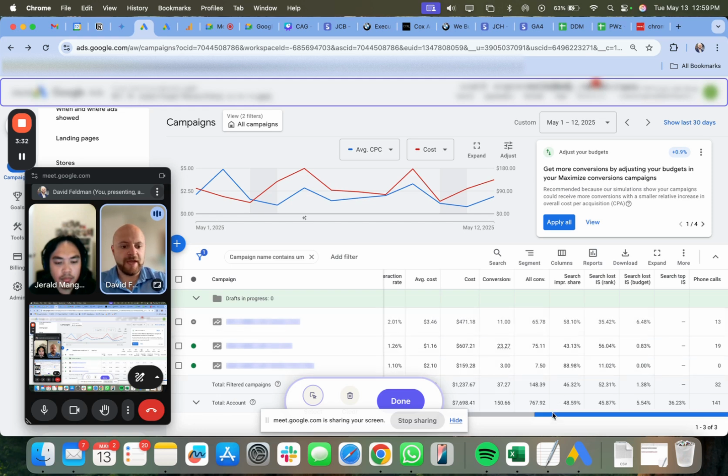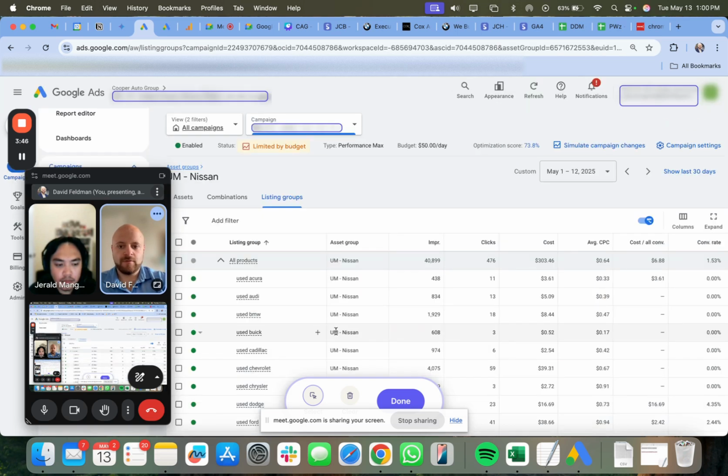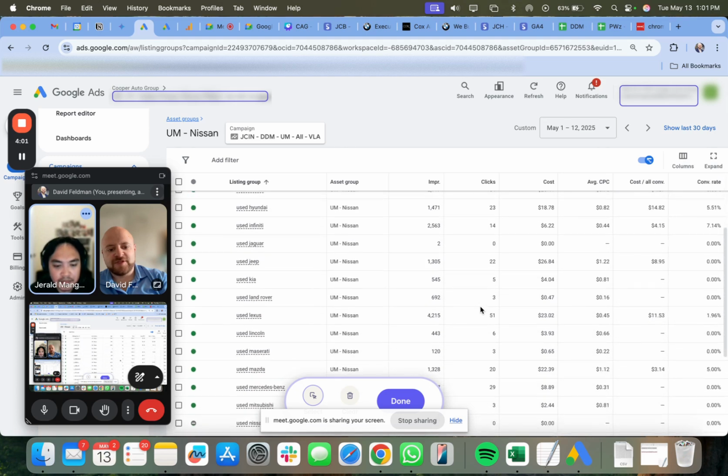So the main difference is 523 clicks. I mean, 41,000 impressions. That sounds like shopping. It really sounds like shopping. So let's see what the difference is. Okay, so we're looking at the products now. All products 476. So that's not, what was it, 536? Yeah. 500 plus. So there's still some going elsewhere.